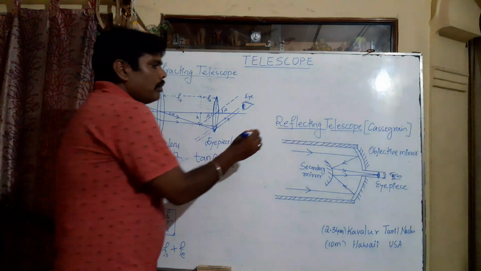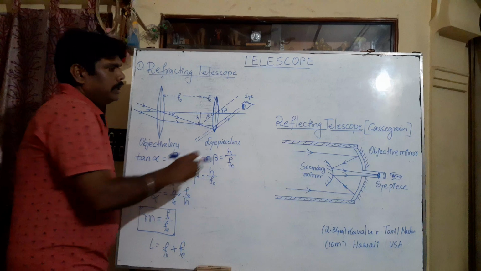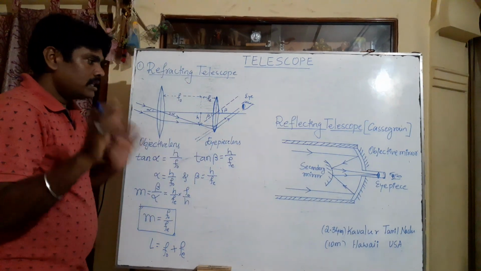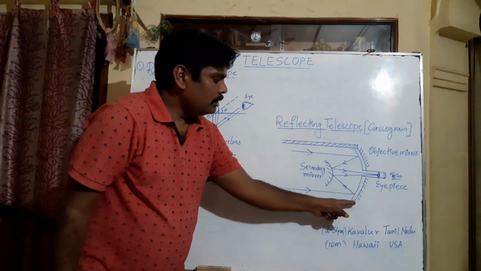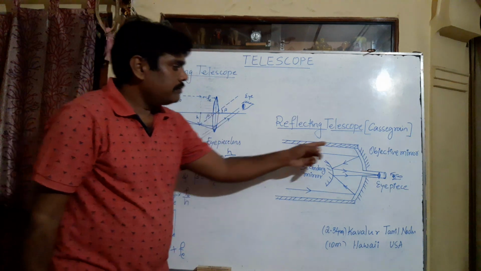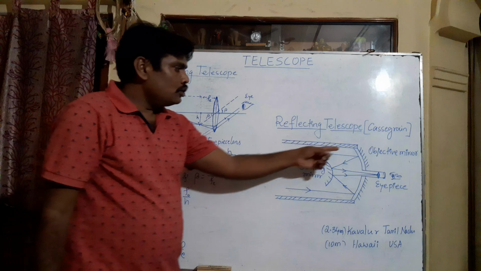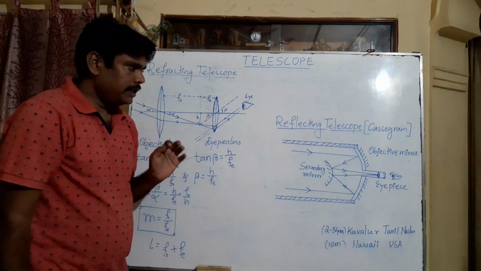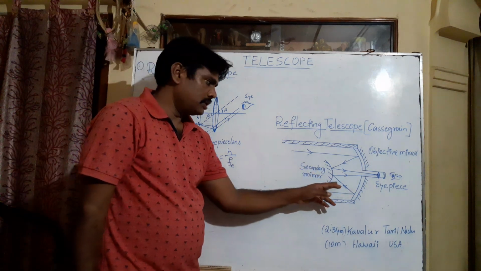Here, the advantage of the reflecting telescope when compared with the refracting telescope is, as I already told, that the physical area available to hold the mirror is very large. That is the first one. Second, since we are using a mirror, there is no refraction of light. If there is no refraction of light, there is no problem of chromatic aberration, so we can eliminate the chromatic aberration.